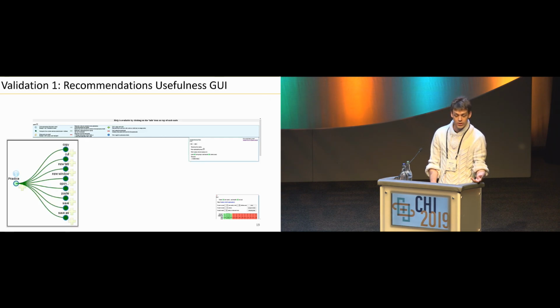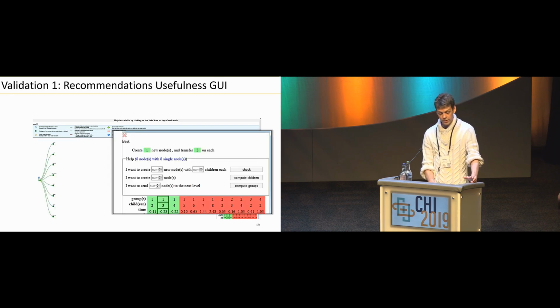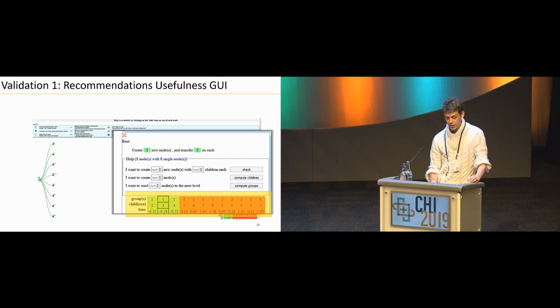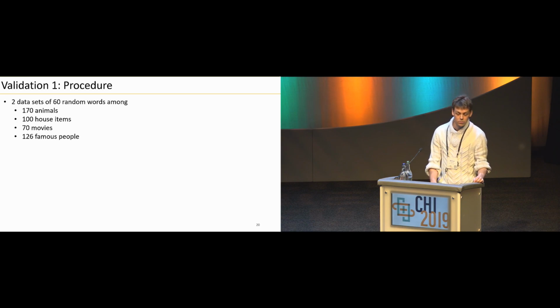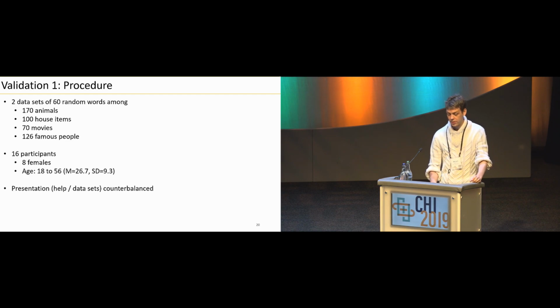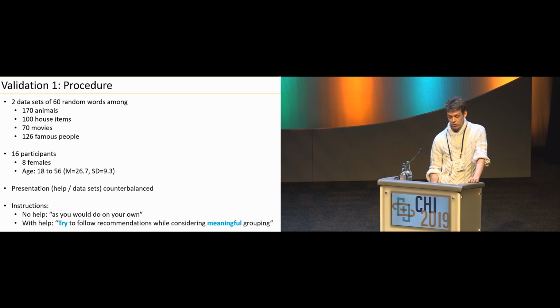On the left was the interactive tree, and with help, in the bottom right corner, some information from the model: an array with the time prediction gains with different possibilities. And because this array can be quite large, some input fields to query the model. We created 2 datasets of 60 words, each randomly chosen among animals, house items, movies, and famous people. And we considered unequal groups to enforce unbalanced resulting hierarchies. We had 16 participants, and we counterbalanced the pairs system, help, no help, and datasets within participants. They were instructed to do as they would do on their own without help, and with help to try to follow the recommendations while still considering meaningful grouping.